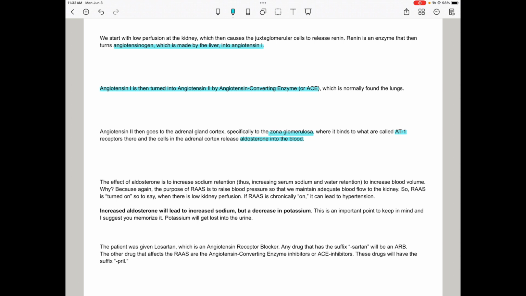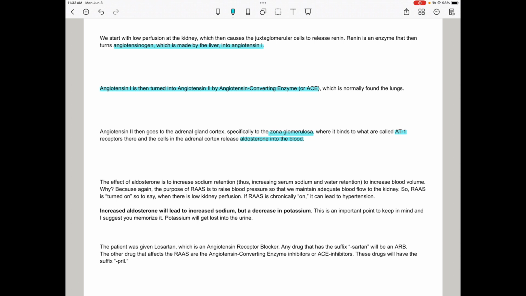So renin was increased, angiotensin 1 was increased, angiotensin 2 was increased, and then aldosterone was increased. When aldosterone is increased, then we increase serum sodium and water. In that process, we actually lose potassium. I'm not going to go into the details of the electrolyte loss or the acid-base balance. That's something that you can look at on your own from other resources.